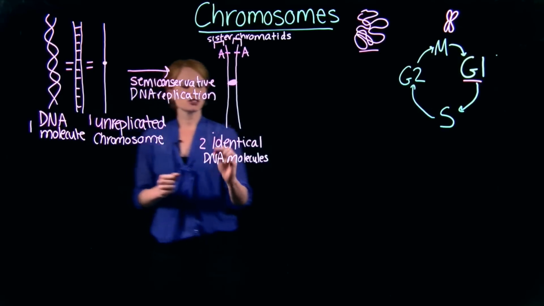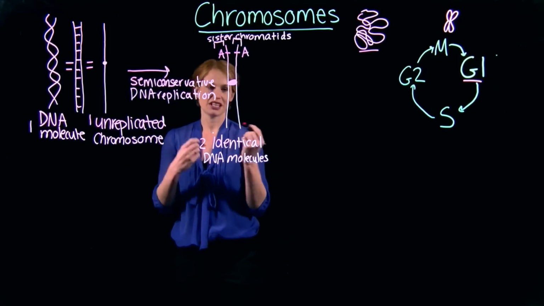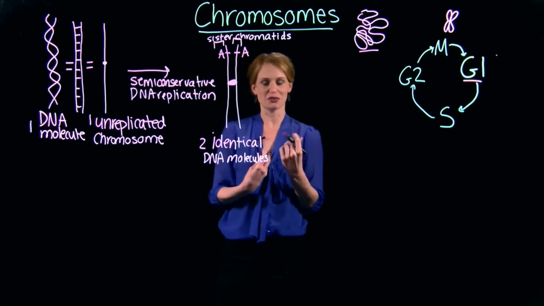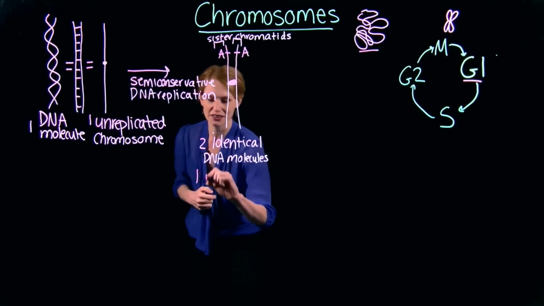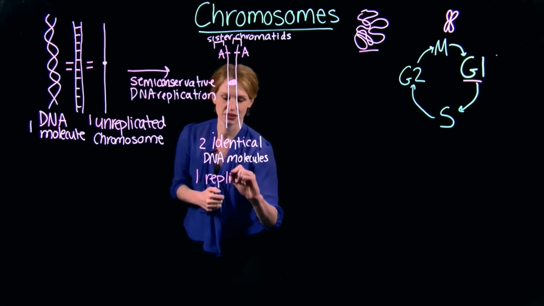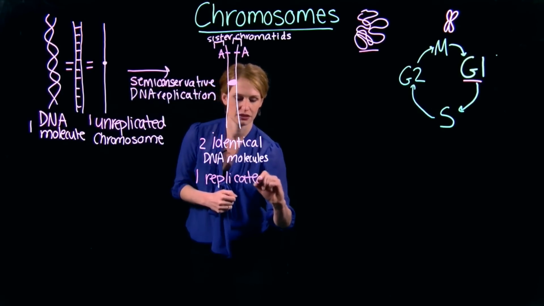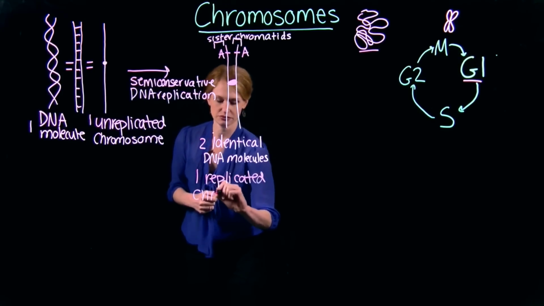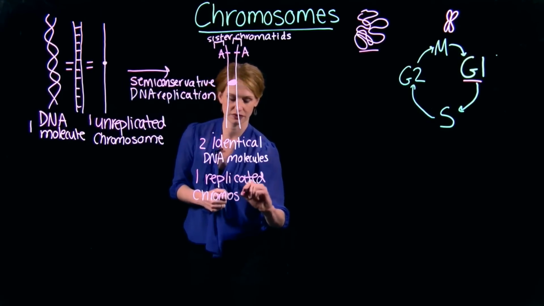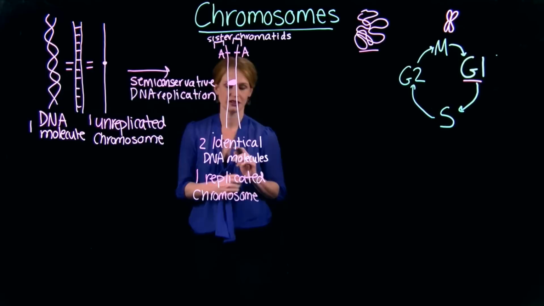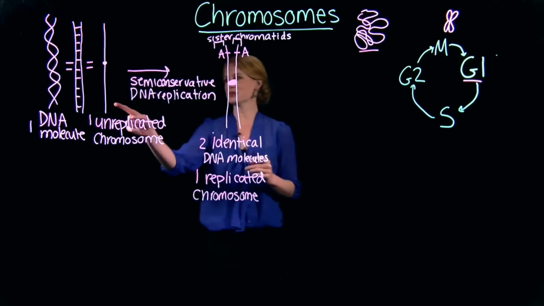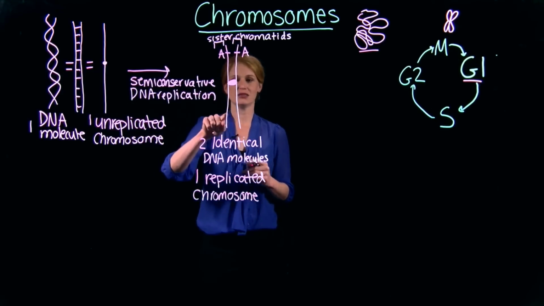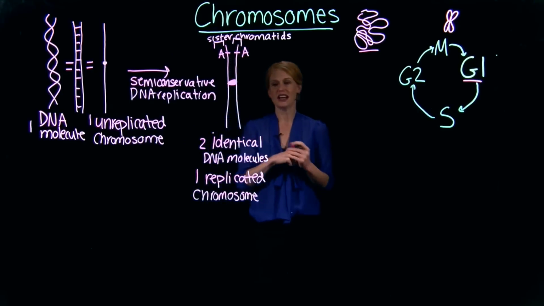Now this is also called one chromosome. I know that's a little confusing, but that's just the terminology. This is called one replicated chromosome. So we've got one chromosome before DNA replication and one replicated chromosome after DNA replication. And now we know what sister chromatids are.